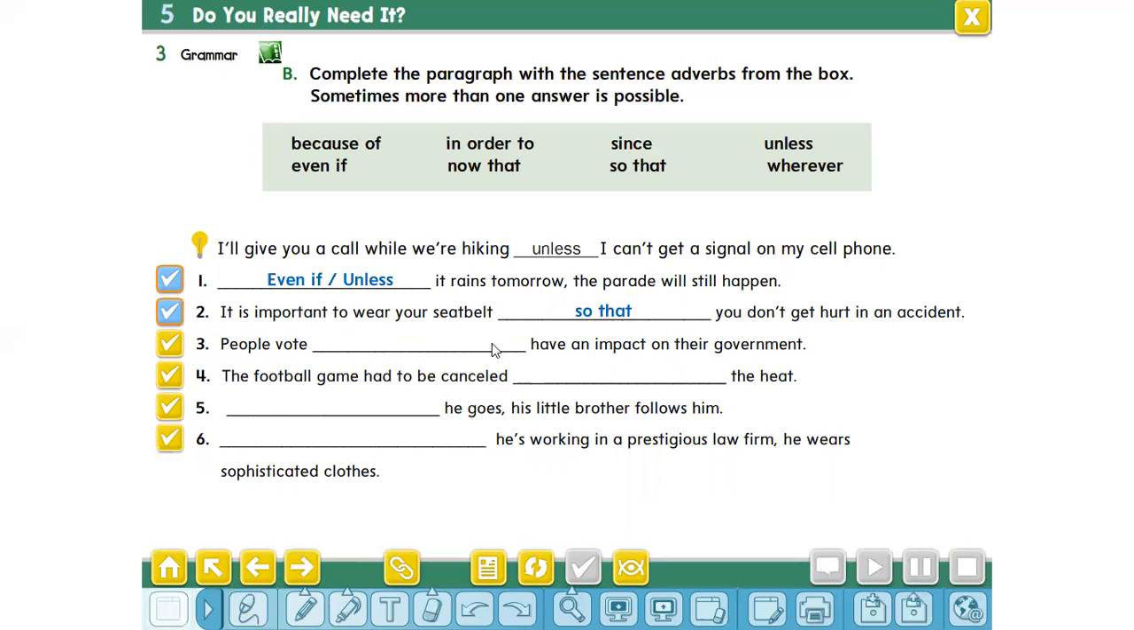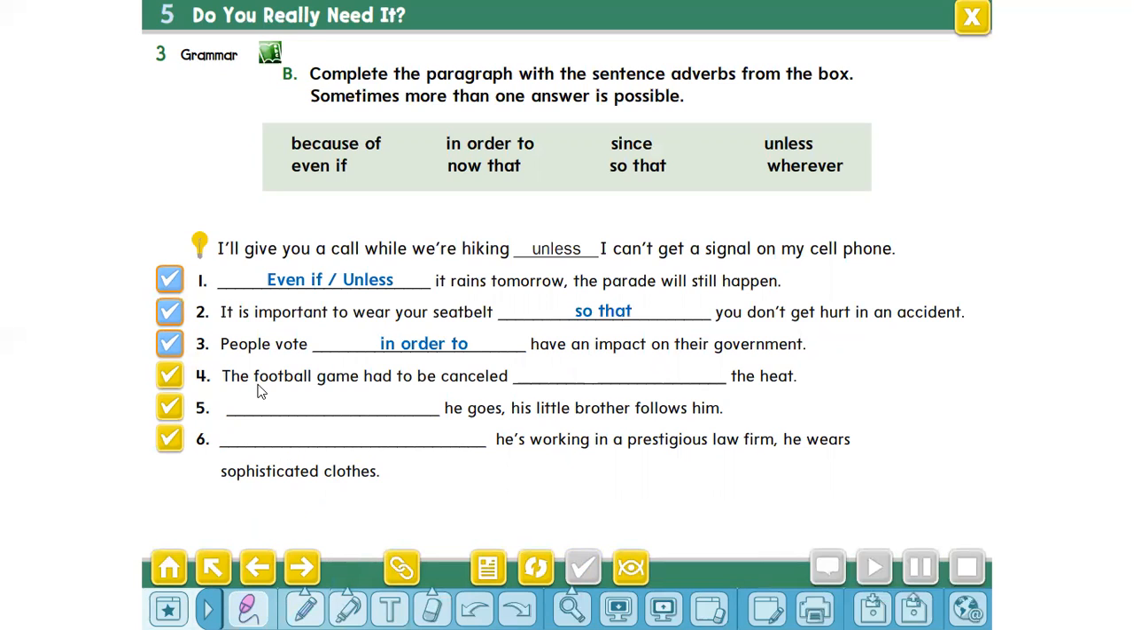Very good. Number 3, people thought have an impact on their government. Here, pay attention to the verb. The verb here is in the base form. So we should use, perfect, my dear students, in order to or to. Number 3 will be in order to.